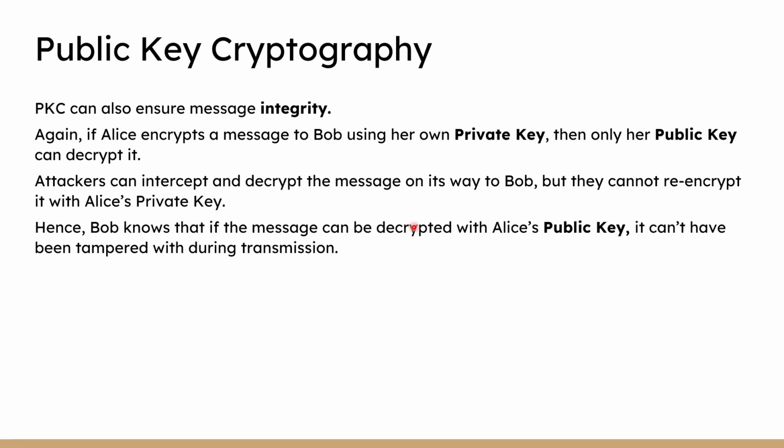So this means that Bob knows that if the message can be decrypted with Alice's public key, it can't have been changed, because if an attacker wanted to change it, they would have to first decrypt it, then change it, then re-encrypt it with Alice's private key, sorry, but they can't do that. From the chat, just so anyone can use Alice's public key to decrypt a message, if the message was encrypted with her private key.